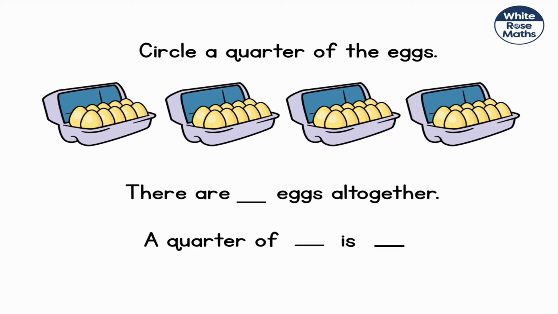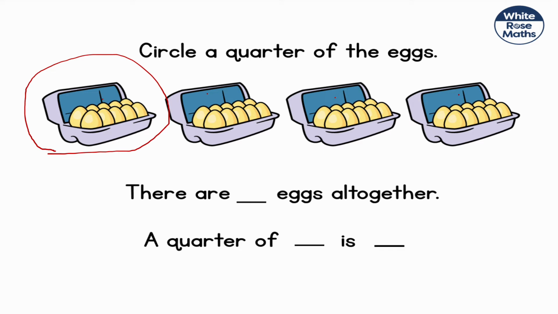Next part, circle a quarter of the eggs. I've got 1, 2, 3, 4 boxes, so one box will give me a quarter. I don't have to count the individual eggs. A quarter of 4 boxes is one box. It doesn't matter how many there are in each, because I can clearly see visually that there are the same amount in each one. But let's just go ahead and count it.